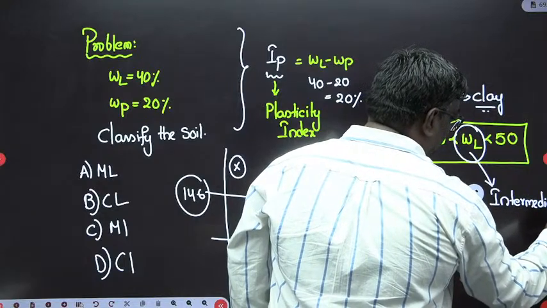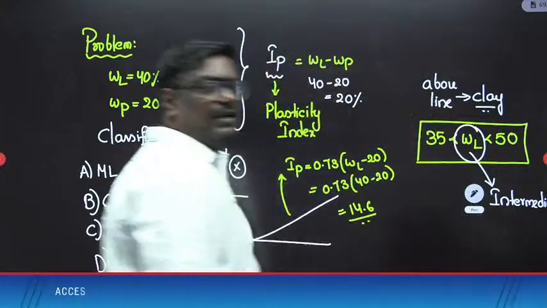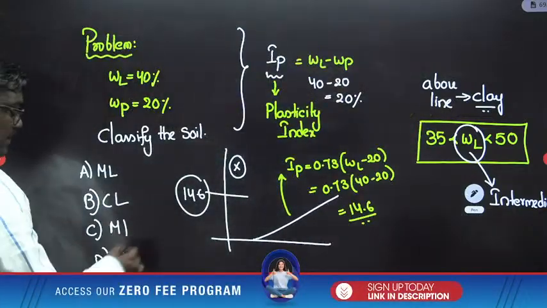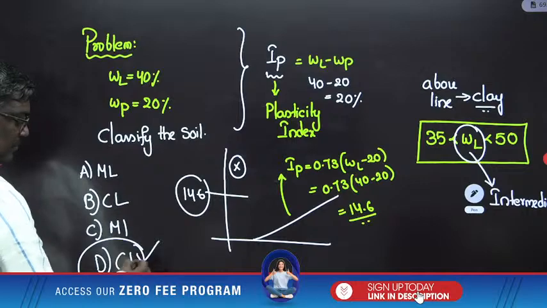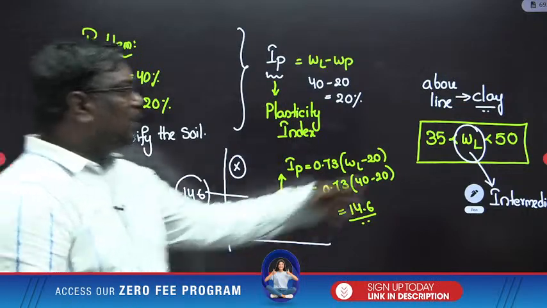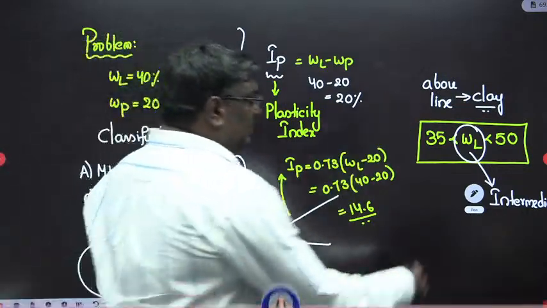Okay. So my dear students, what will be the answer, sir? Option D will be the right answer, which is intermediate clay, that is CI.